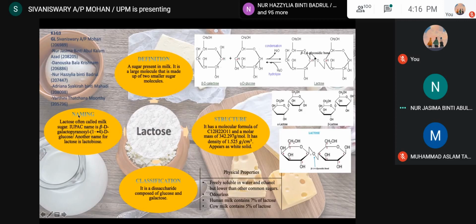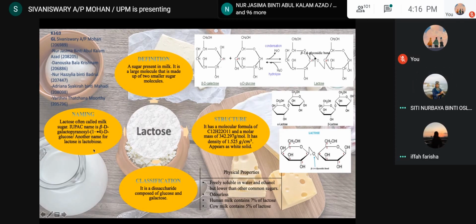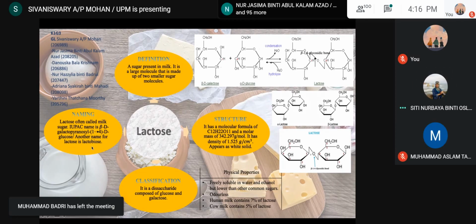Yes. Okay. For the naming, lactose is often called milk sugar because it comes directly from the word lac, which in Latin means milk, and the suffix -ose is used to name sugar, so it is directly called milk sugar.